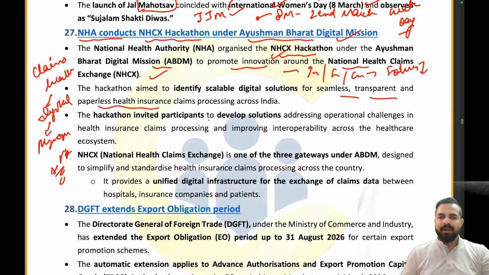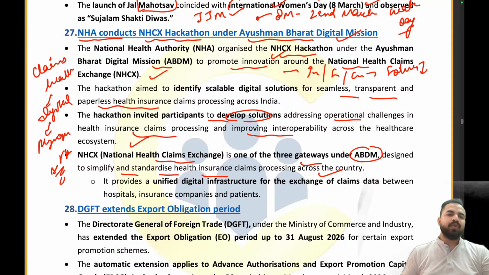So it invited participants to develop solutions addressing operational challenges in health insurance claims processing and improving interoperability across the healthcare ecosystem. Now the NHCX, National Health Claim Exchange, is one of the three gateways under the Ayushman Bharat Digital Mission, designed to simplify and standardize health insurance claims processing across the country.